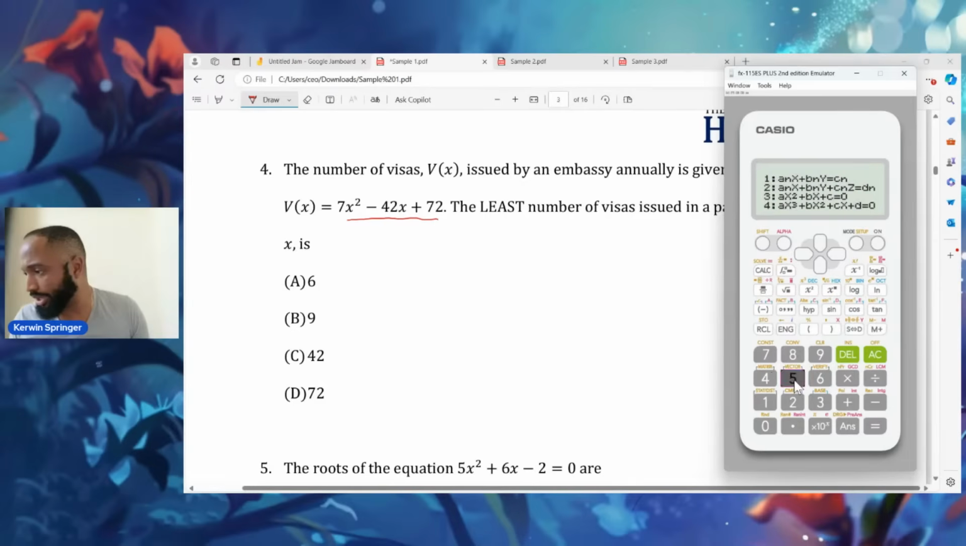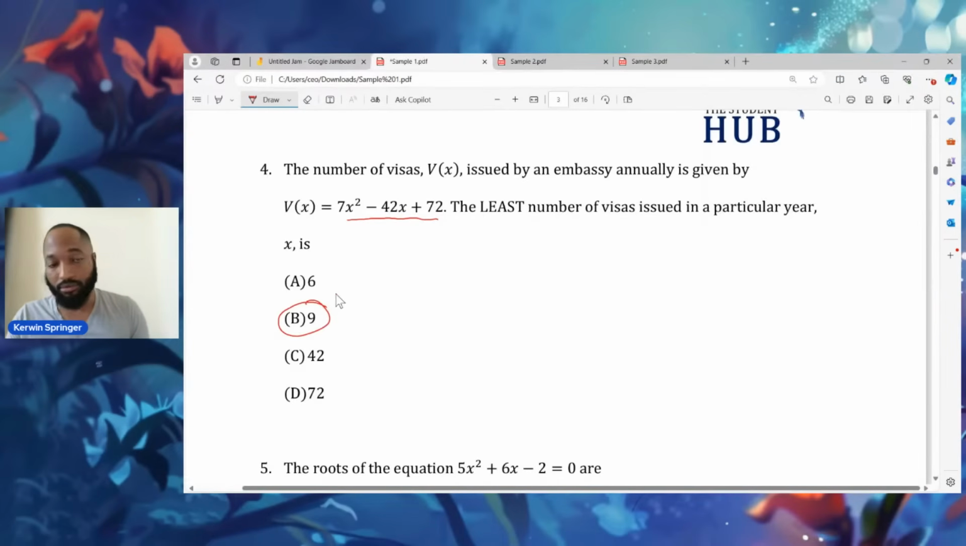Press mode, press equation, go on 3, and quickly put in the coefficients, because what I'm looking for is the minimum point. I'm seeing that it doesn't even cross the x-axis because there are imaginary roots. So the minimum value of x is 3, but that's not what I want. 3 is not even here. That's the x value. I want the y value at the minimum point. It's 9. So the answer is B.